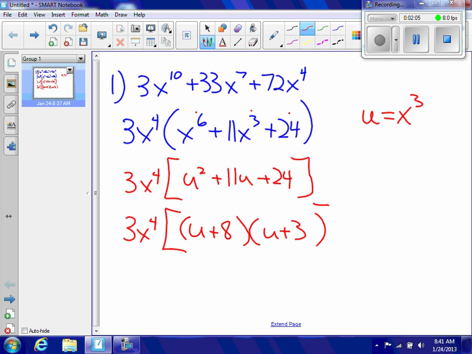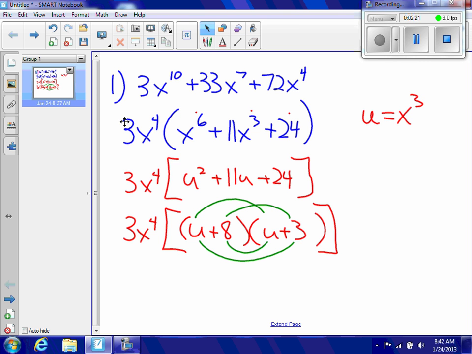So if I FOIL this out, I would wind up with my trinomial here: u squared plus 3u plus 8u makes 11u, and 8 times 3 is 24. So that would give me my trinomial, and that would be good. Let's get rid of those. Okay. So now we're to here.